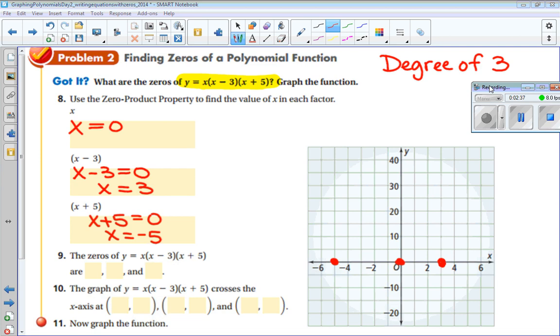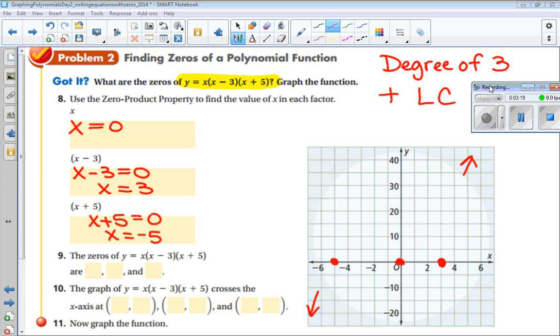What do I know about the end behavior of this function? Are there any negative leading coefficients here? Anything out in front that would imply a negative? No. The degree is odd. We have a positive leading coefficient. So what do I know about the ends of my graph? Are they both up, both down, one up, one down? What do we know about an odd degree polynomial with a positive leading coefficient? The left is what? Up or down? The left would be down. And the right would be up.